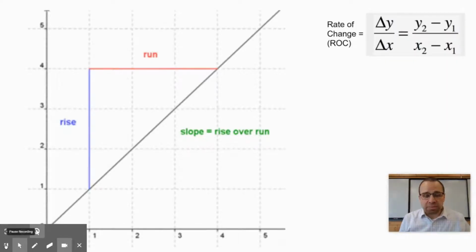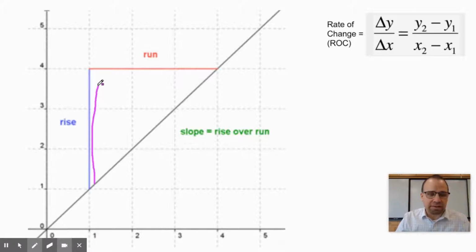Rate of change problems are easy for linear equations because it's always going to have the same rate of change. It's always going to be rising the same amount as it is running the entire way. So it doesn't matter what the 2 points are, it will always have the same rate of change throughout the entire function.